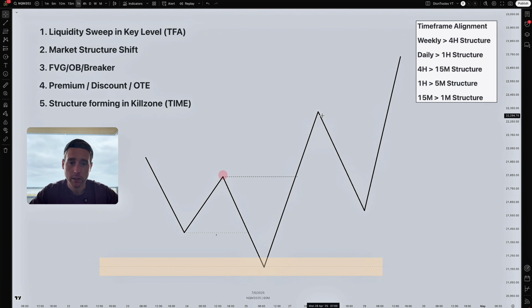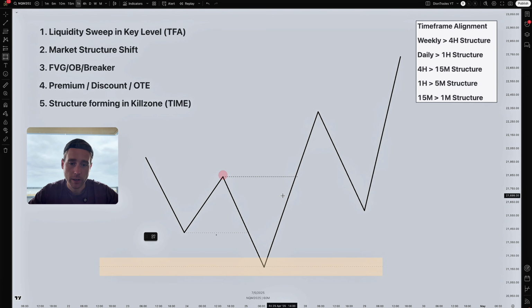Then for the entry, you wait for a retracement into a fair value gap, order block, or breaker. And the more that are present in that area, the higher the probability it is. I don't have a set PD array I'm trading. Most of my entries are around fair value gaps and order blocks. Sometimes there's a breaker as well. But use for yourself the PD array that works the best for you.